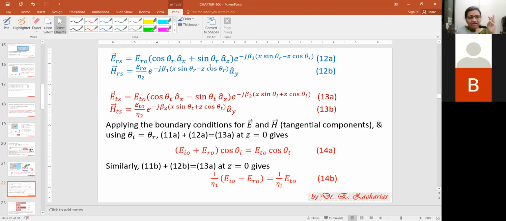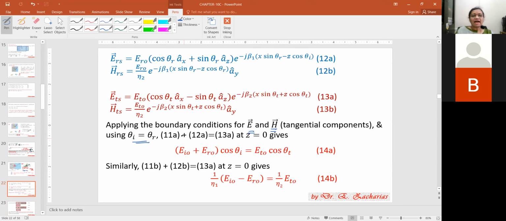Okay. Now that we have written all this, equations 11a, 11b, 12a, 12b, 13a, 13b are simply the electric fields of the incident, transmitted and reflected, and the magnetic fields. That's all. Now what you do is apply the boundary conditions for electric field and magnetic field. The boundary condition is that the tangential component should be continuous. Okay. So now using another thing that you have already done, theta I equal to theta r. This you got in the last class.